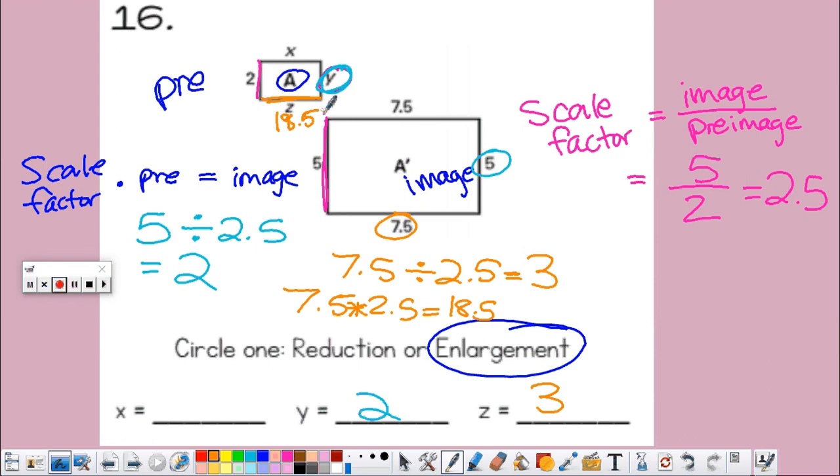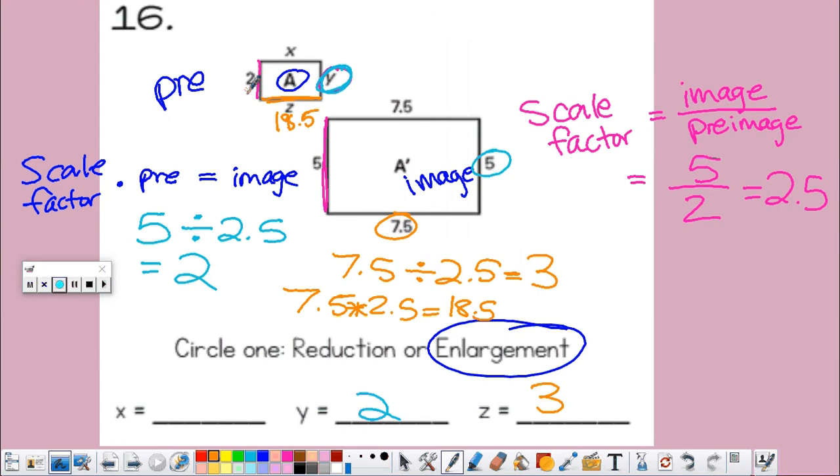Because you're using the scale factor in the opposite way. Before, we were taking the scale factor and blowing something up, right? Or finding the scale factor between two shapes. But if you're trying to find the pre-image from the image, then you're working backwards, okay? And it makes sense too because, like I said, you end up with 18.5 and a side of 2.